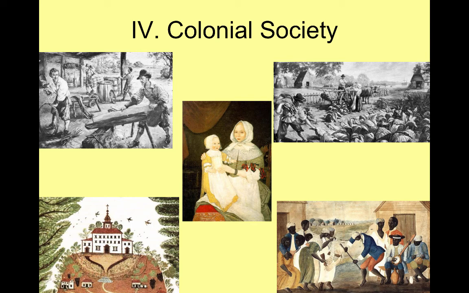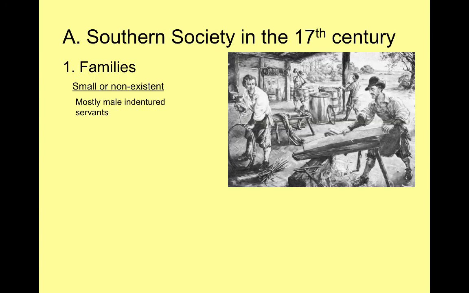centuries. As you can see from this beginning PowerPoint slide, we'll be looking at Southern society and New England society, white America as well as African Americans in colonial America, and the changes that they went through and why those changes occurred. We're going to start off with Southern society in the 17th century.